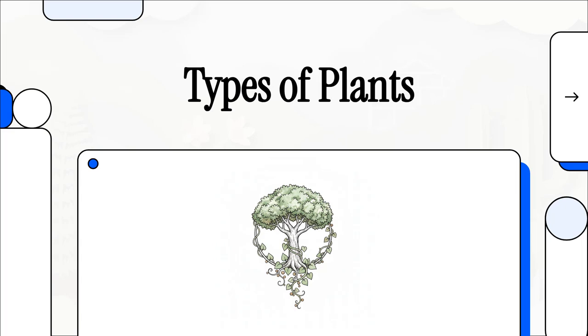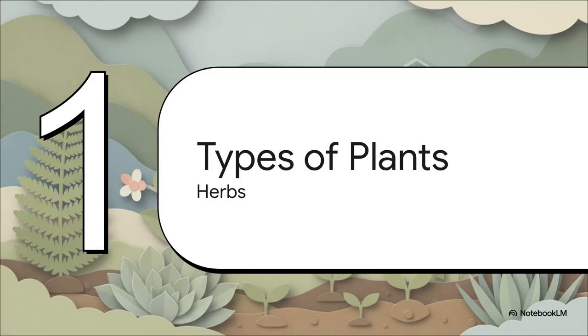Welcome to The Explainer. Today, we're breaking down the botanical classification of plants. We'll be looking closely at how their physical structures actually dictate what they are, how they grow, and how they survive in nature. Section 1. Types of plants. Herbs. Let's get right into it.